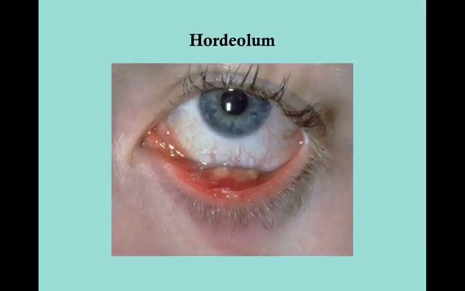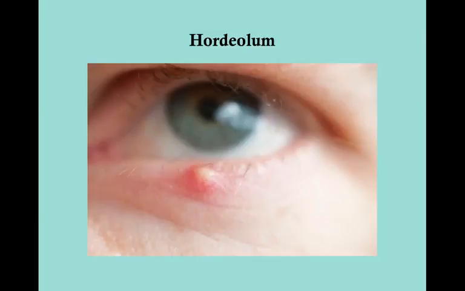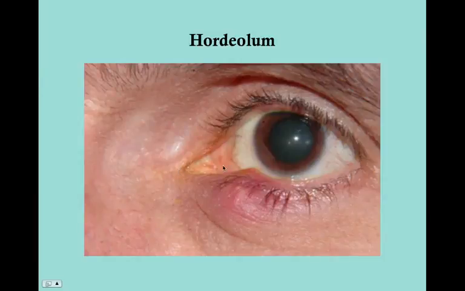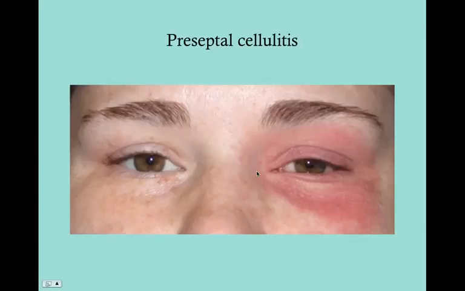So here's a hordeolum. Again, it's difficult to distinguish this just by looking at it. You have to ask the patient, is there pain? So here's how it kind of looks like a pimple on the eye. And then this is preseptal cellulitis. So the infection can spread. And this patient, if they have a hordeolum along with the preseptal cellulitis, then you're going to need to give them oral antibiotics.